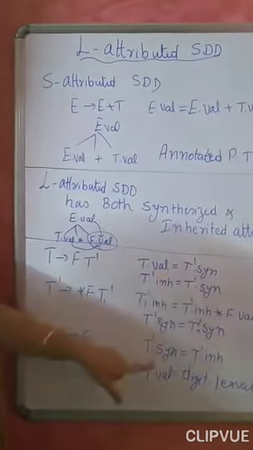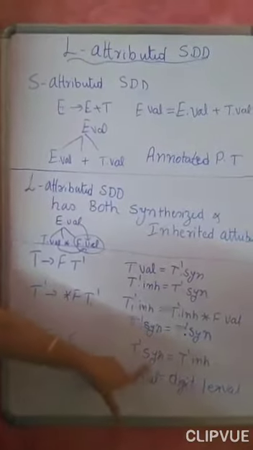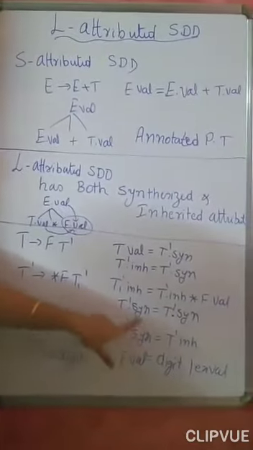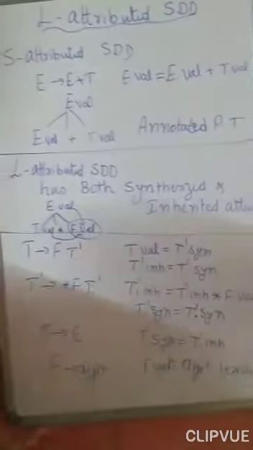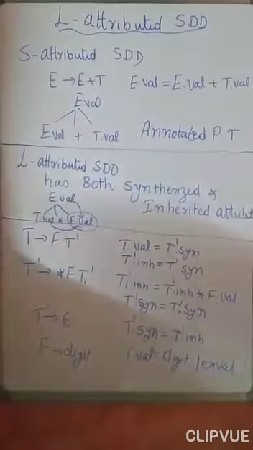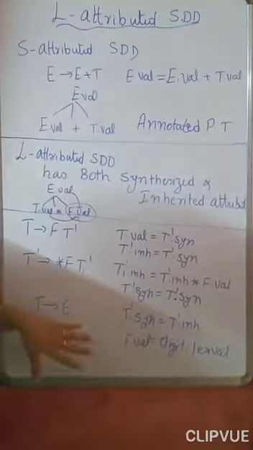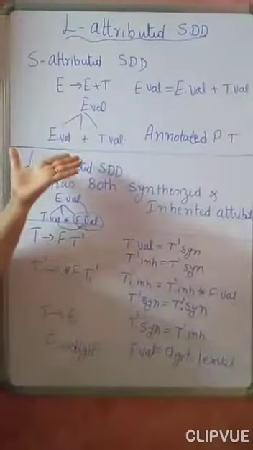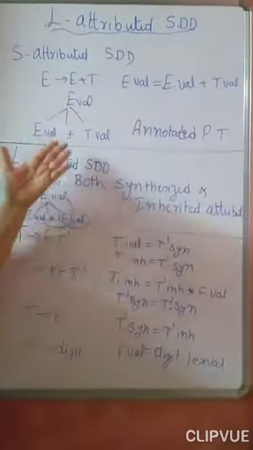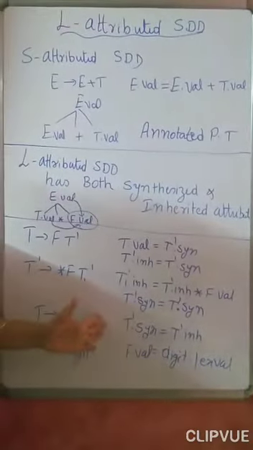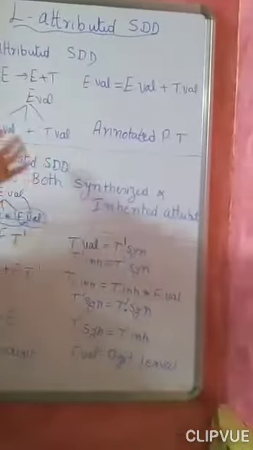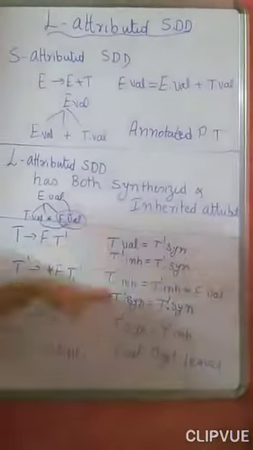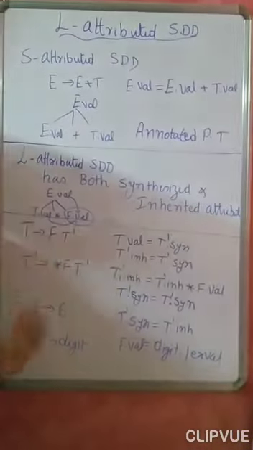Here this is an L attributed STD where you have both inherited and synthesized attributes. This is synthesized, this is also synthesized, this is also synthesized, and these two are inherited attributes. Actually the annotated parse tree is obtained from this L attributed STD, but it is difficult to understand. So I will first explain the annotated parse tree and then come back to this.